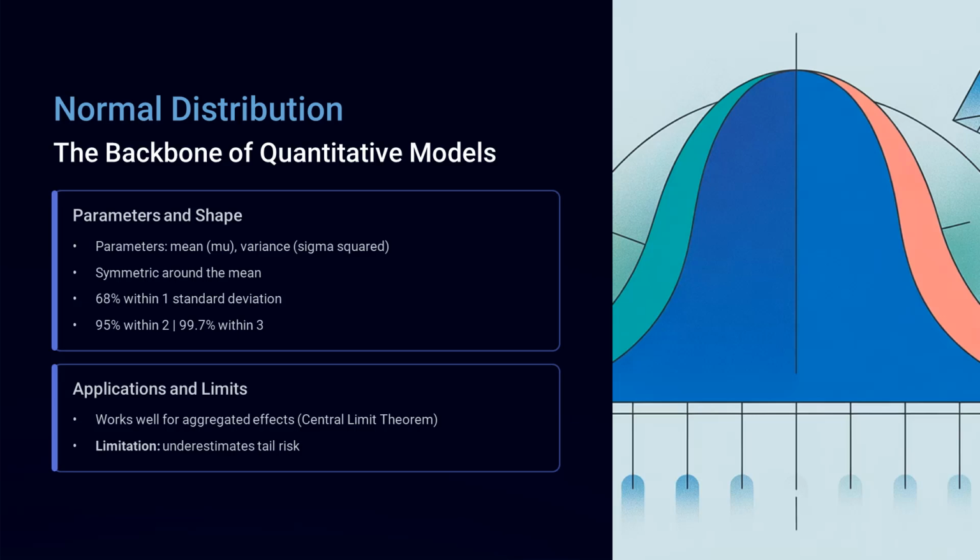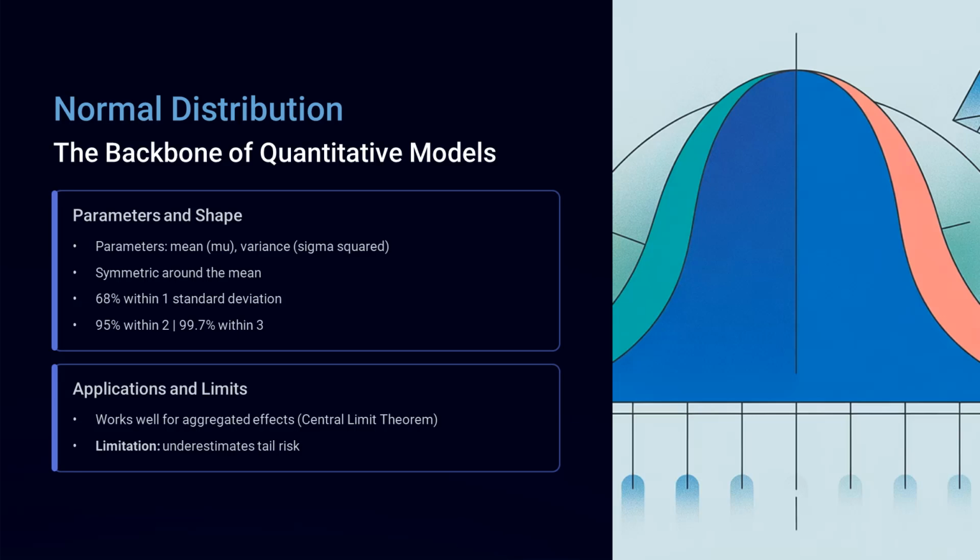The reason the normal distribution dominates finance and risk management is the central limit theorem. That theorem tells us that when many small, independent random effects add up, their sum tends toward a normal distribution. That's why so many aggregated financial quantities, like total portfolio returns, behave approximately normal.